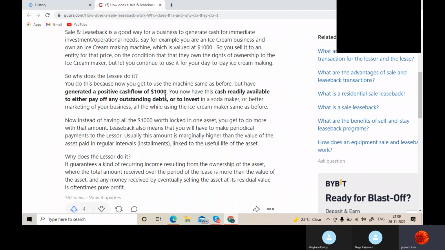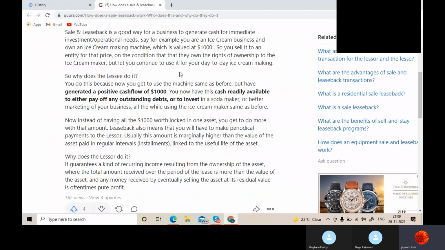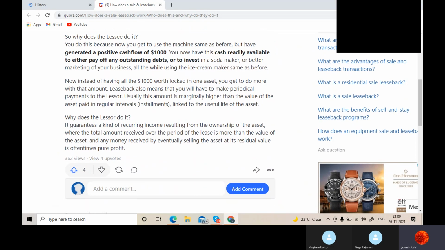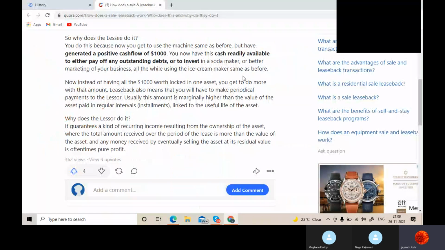In the same way, you can repay the money for this ice cream machine which you bought on loan, or any of the outstanding debts. You can get rid of that debt, or else you can invest that money in a soda maker or better marketing of your business, all the while using the ice cream maker same as before. Now, instead of having all the $1,000 worth locked in one asset, you get to do more with that amount. So you're getting this money and you can use that.